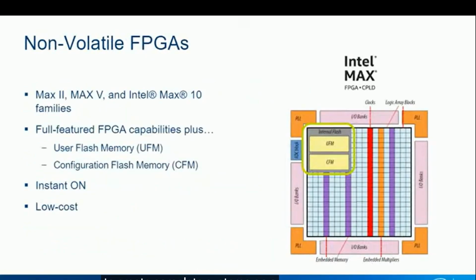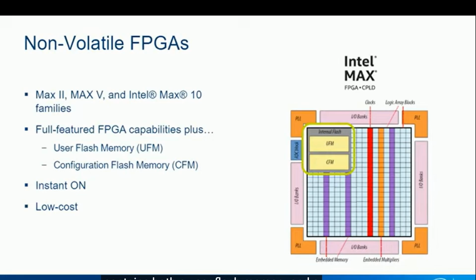As we've said earlier, SRAM-based FPGAs are volatile in that every time the board powers up, the FPGA needs to be configured from an external source. Intel's Max families are non-volatile FPGAs. They are still SRAM-based FPGAs. However, they all contain an internal flash on the same die. The internal flash contains both a user flash memory and a configuration flash memory.